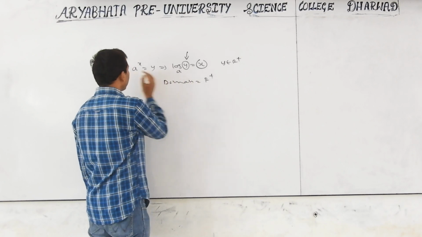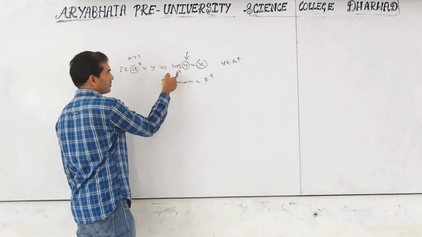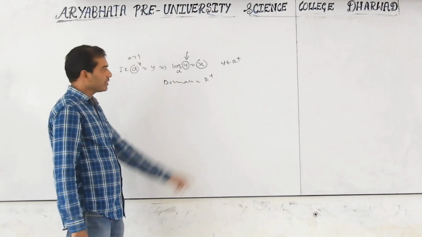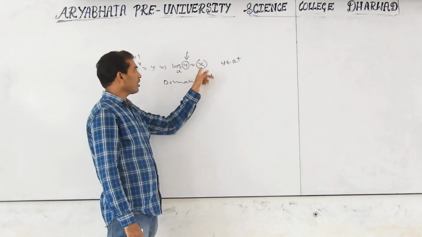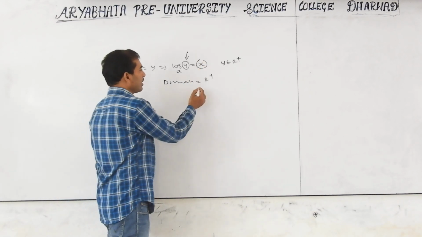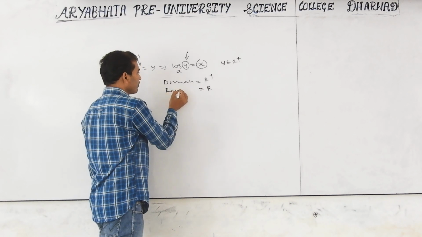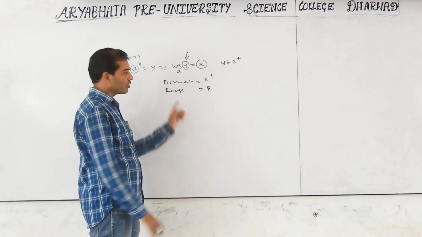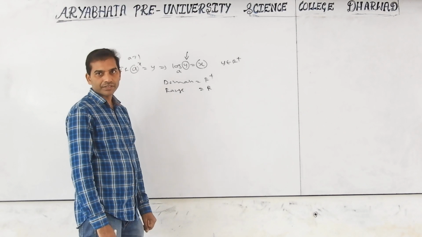Here the base a is greater than 1, and x is a real number. The range, also called the output, of logarithm is R. The range of logarithm is R, and the domain of logarithm is R plus.